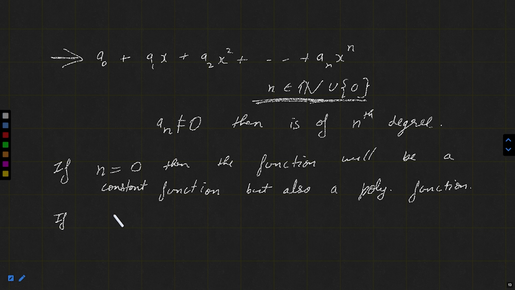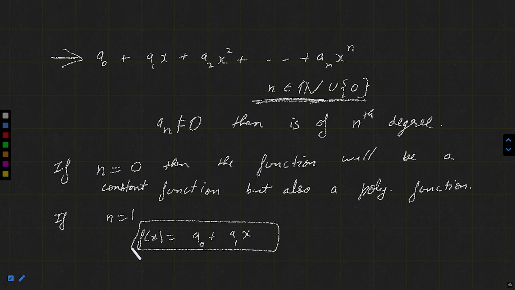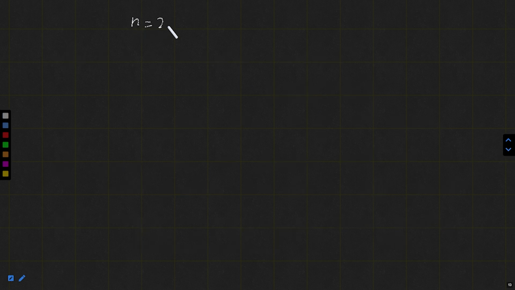So if you take n equal to 1, what will you get? You will get f(x) equal to a0 plus a1 x. Then such a function, what will it be? Such a type of function you will call a linear function. Okay. If you take n equal to 2, what will you get? You will get a quadratic expression, something like this.